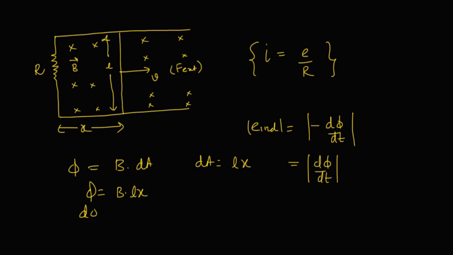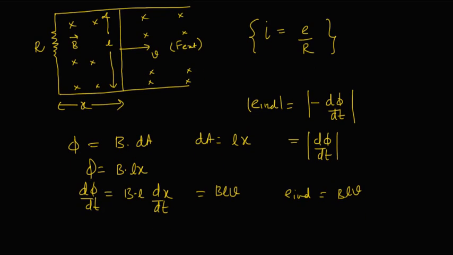So we can calculate d phi by dt is equal to, this BL is constant, so I'll keep it out of the differentiation, d by dt of x. From kinematics we know that this dx by dt, this rate of change of length, is equal to this speed, this velocity. So I can write BLv. So this d phi by dt value is BLv mod. So this induced EMF, d phi by dt mod, is equal to BLv.